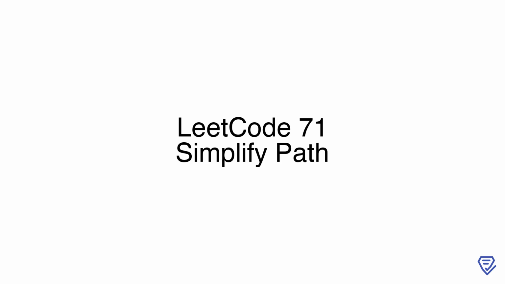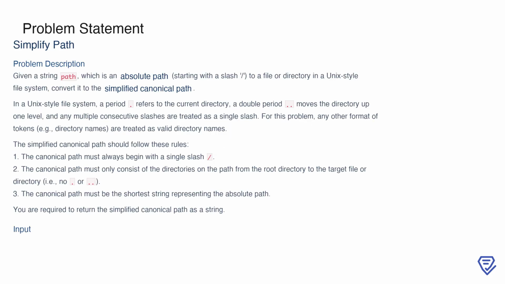Let's dive in. In this problem, we are tasked with simplifying a given file path in a Unix-style file system. The input is a string called path, which represents an absolute path starting from the root directory, denoted by a leading slash. Within this file system, a single dot represents the current directory, while double dots move up one level in the directory structure. Additionally, multiple consecutive slashes are treated as a single slash. Our goal is to return the simplified canonical path.